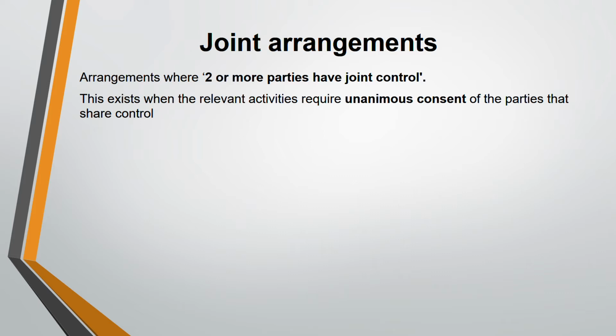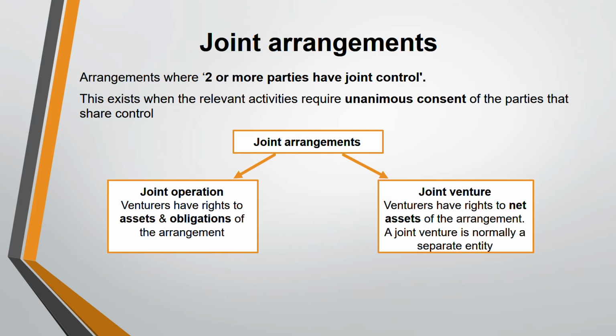The next step is to define whether it is a joint operation or a joint venture. So joint arrangements can fall into two categories. One is joint operation, the other one is joint venture, and there is a slight difference between these two. It is not the same thing. The way you account for it is different, and the definition is also different. First, let us start with the joint operation.